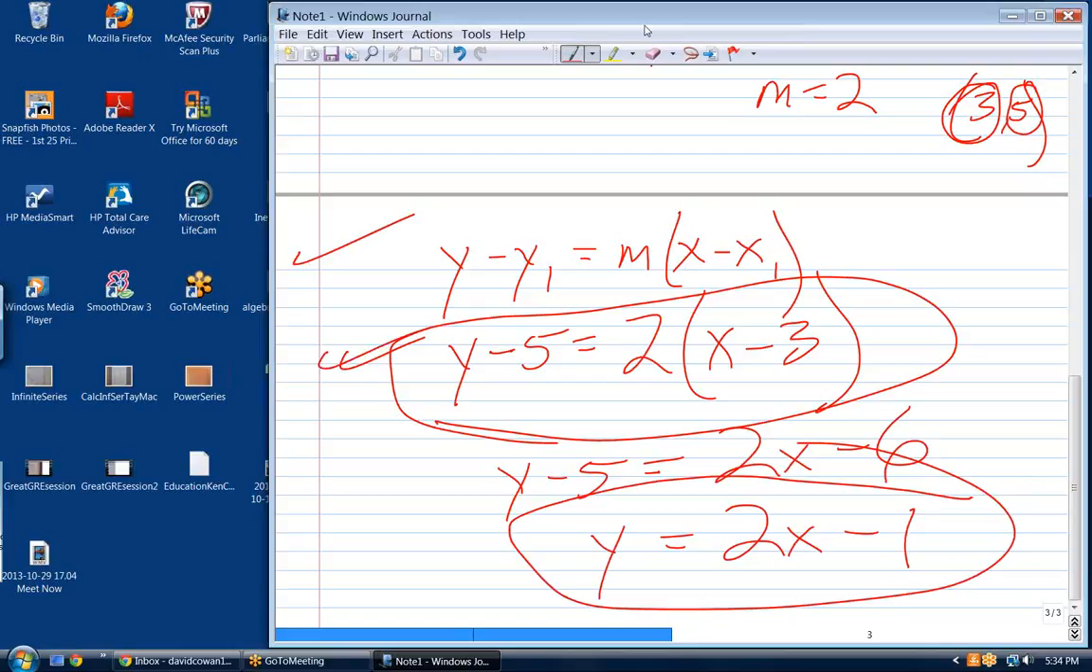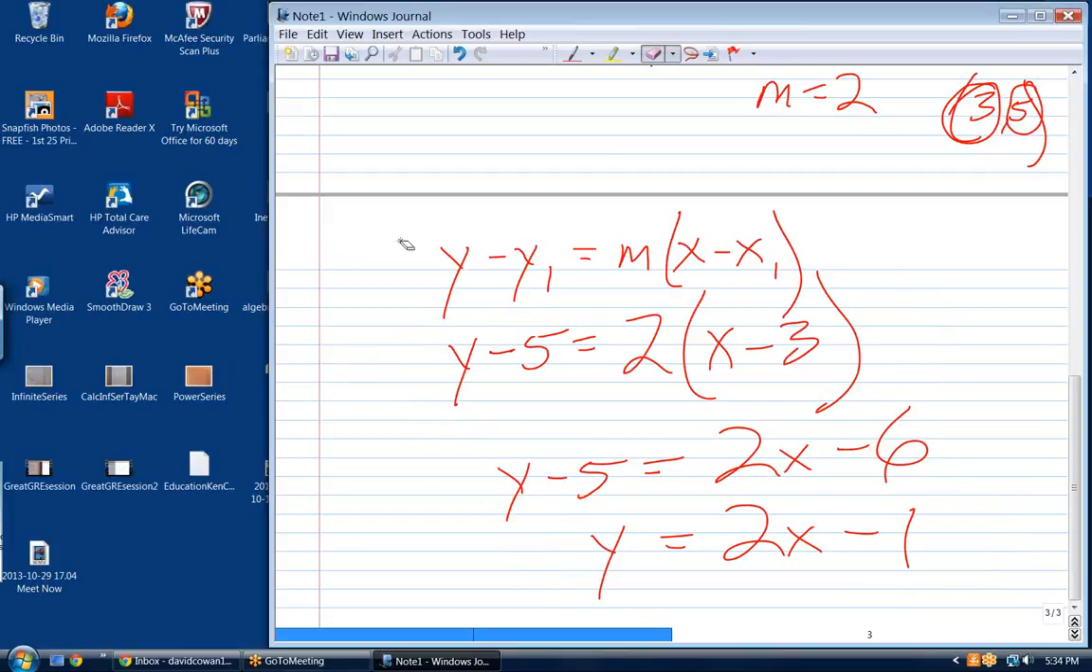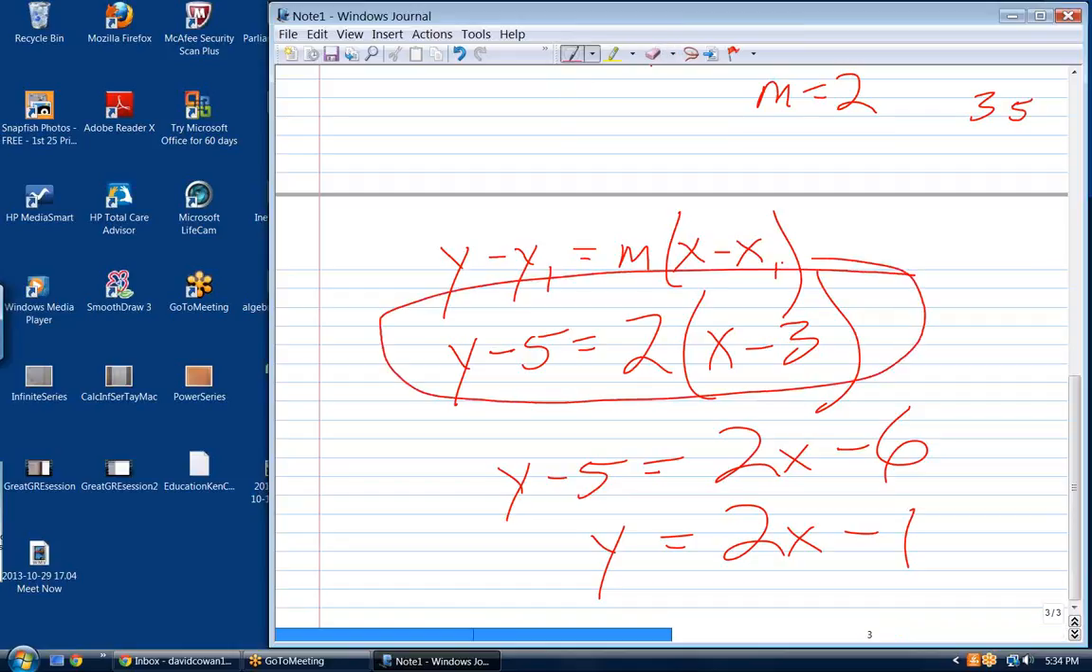It really depends on what the problem calls for. In other words, you may get test questions that say use the point slope format to solve this and leave the final answer in point slope format. If they ask me to leave it in point slope format, then there's your answer right there. If they ask me to put it in y = or slope intercept format, this is the answer. Same equation, just different formats.